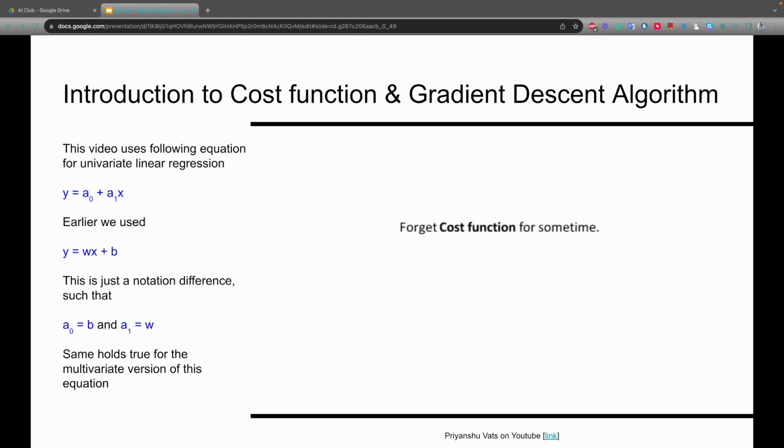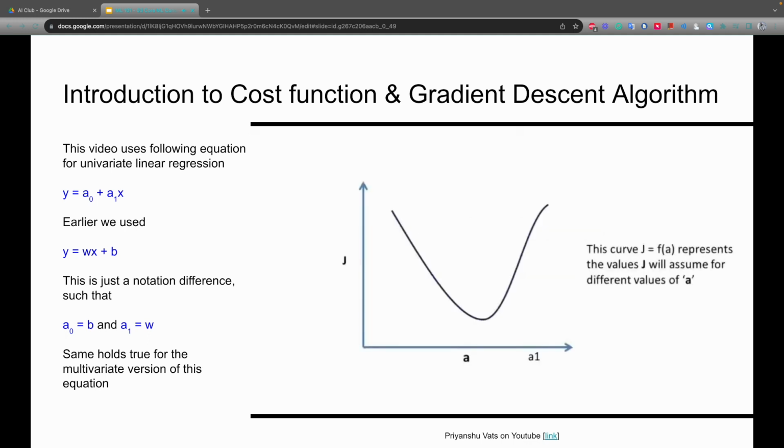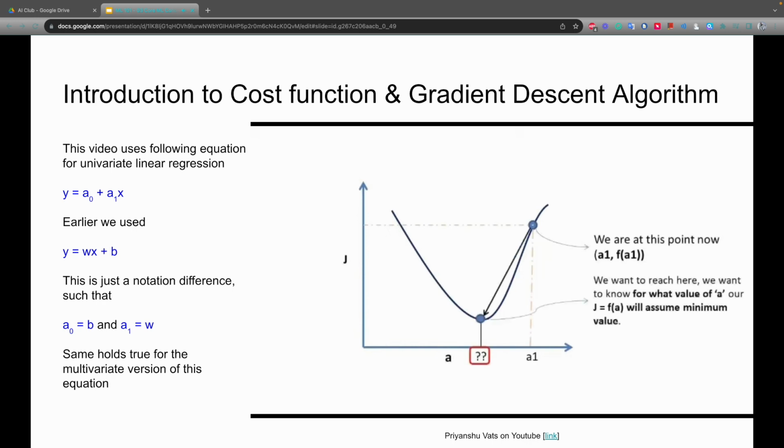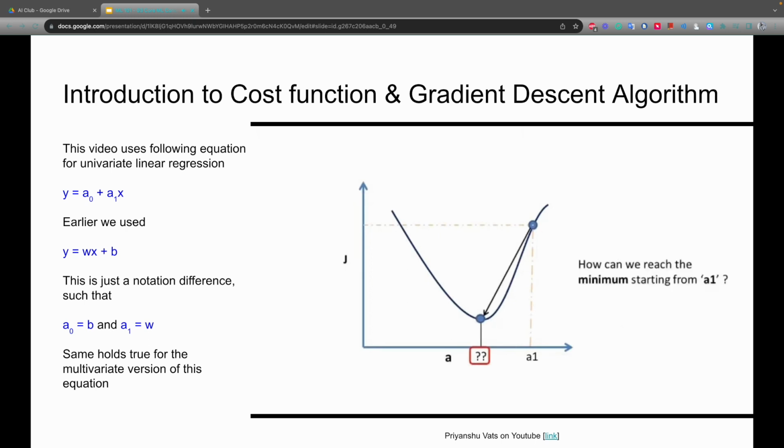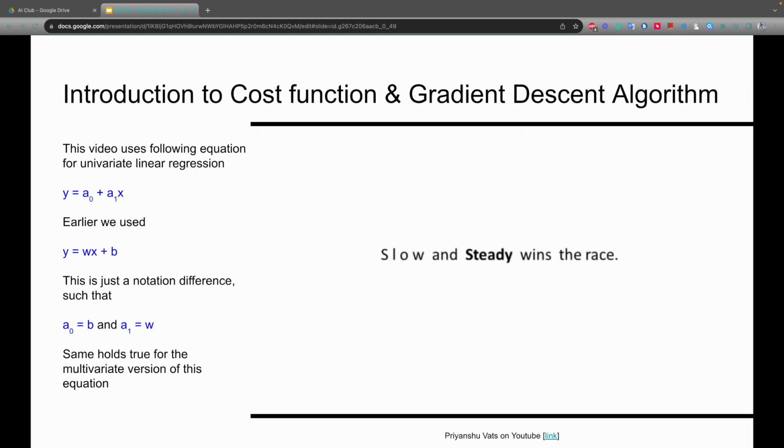Let's just forget the cost function for some time. Assume a function, any regular function J equals f of a. This curve of J represents the values J will assume for different values of a. Indeed, that is what makes it a function of a. We are at this point now, a1 and f of a1, and we want to reach here. We want to know for what value of a the function will assume its minimum. How can we reach the minimum starting from a1?